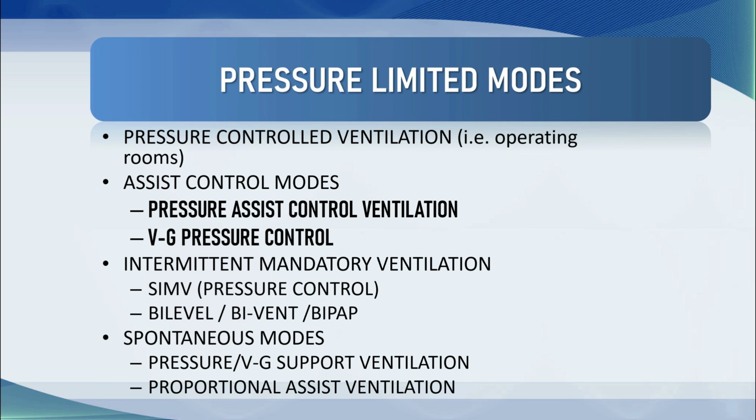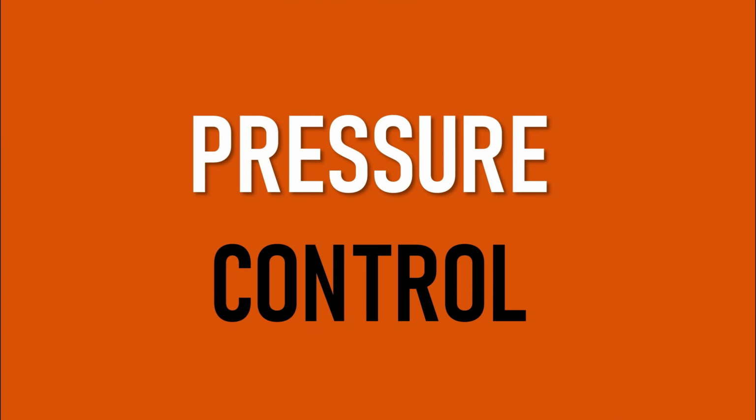And finally, there are spontaneous modes, and the most commonly used one of these is pressure support ventilation, which I'll discuss in a minute. There's also a version known as volume guaranteed pressure support or volume support, and another one called proportional assist ventilation. From your perspective, working in the ICU, of the pressure modes, you need to know pressure control, volume guaranteed pressure control, and pressure support. So let's have a look at pressure control.